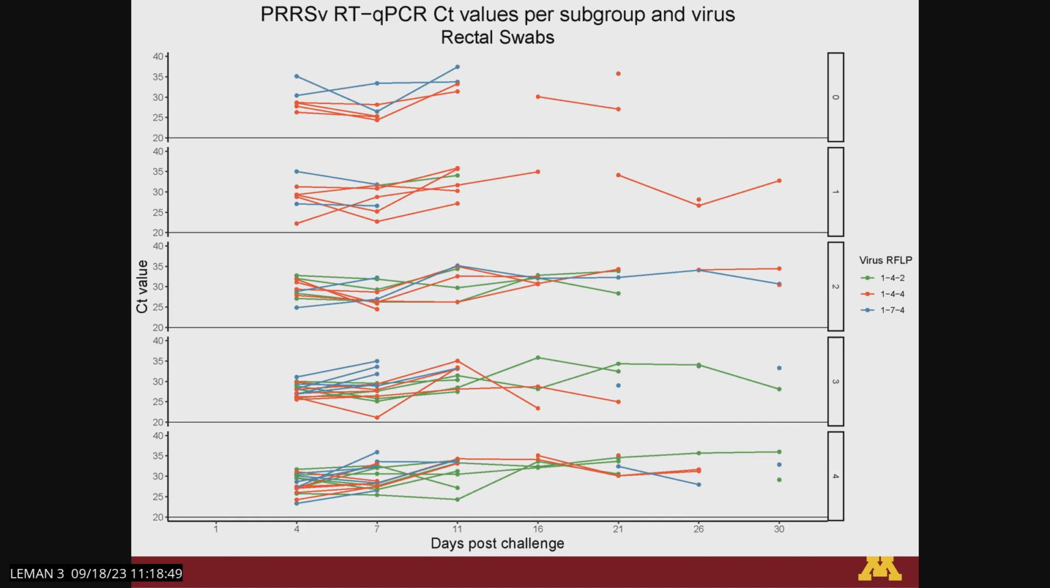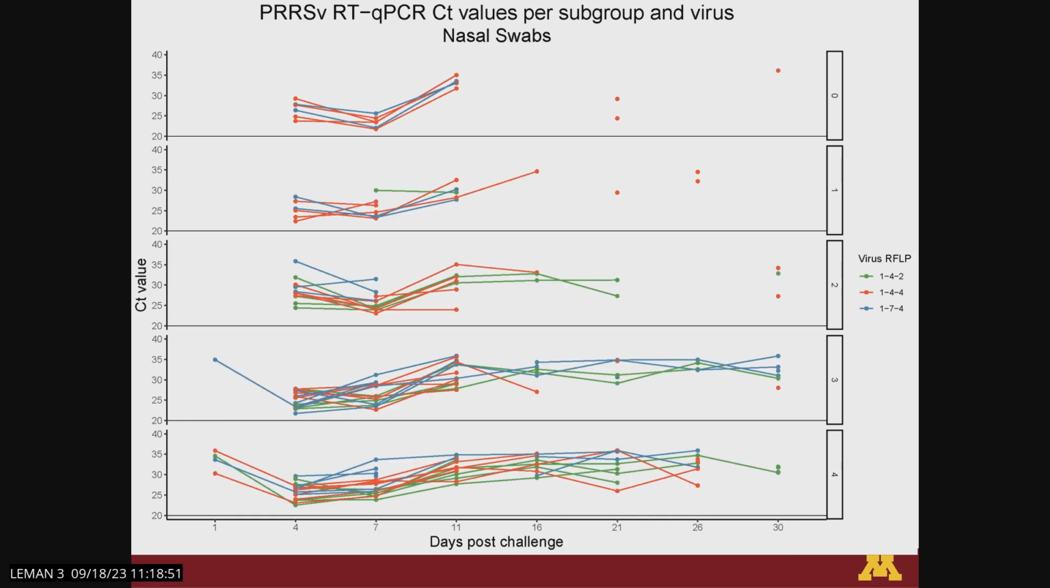Now let's check the nasal swabs. The trend is pretty similar, more consistent in some way. In the 10 to the 3 and 10 to the 4 groups, more pigs shed until day 30. But in the highest dilution groups, there's one of the 174 at day 1, and at least one pig from each subgroup at day 1 for nasal shedding. So this is, again, through PCR.